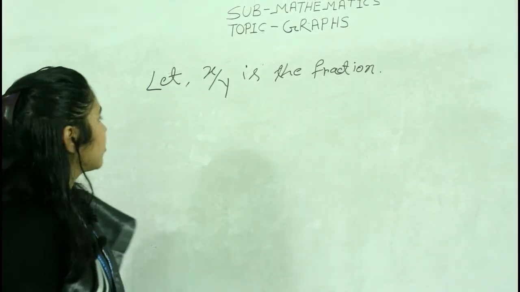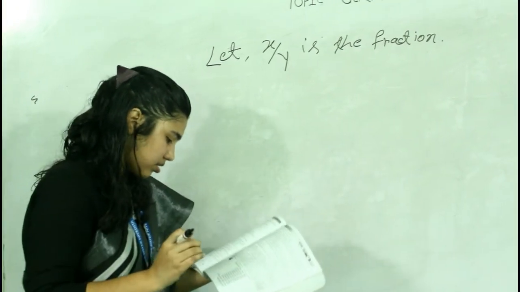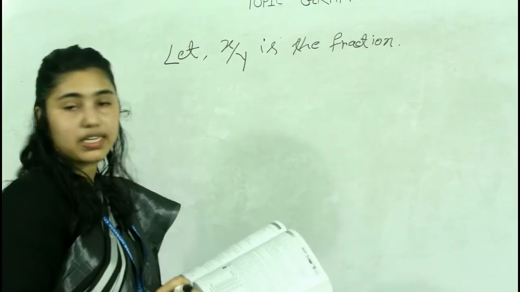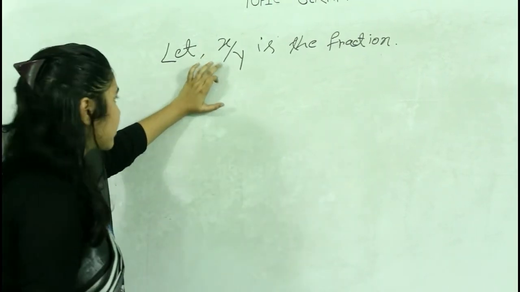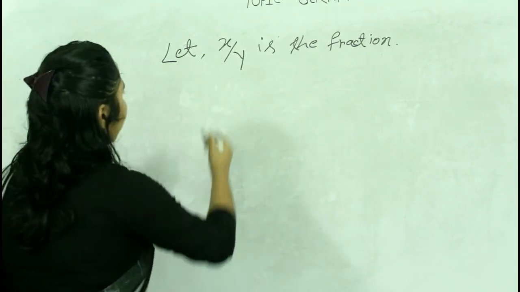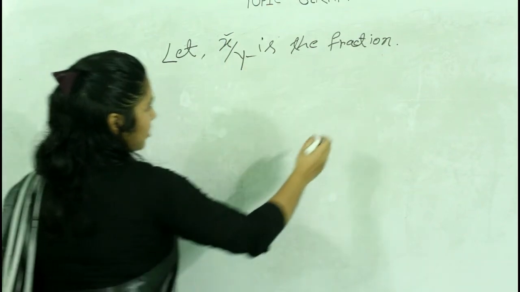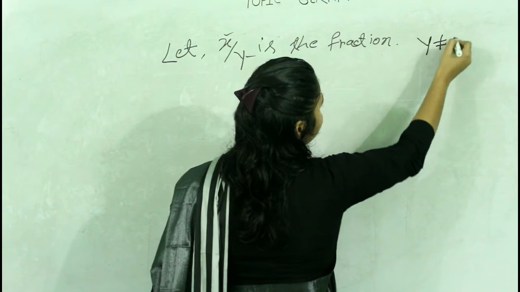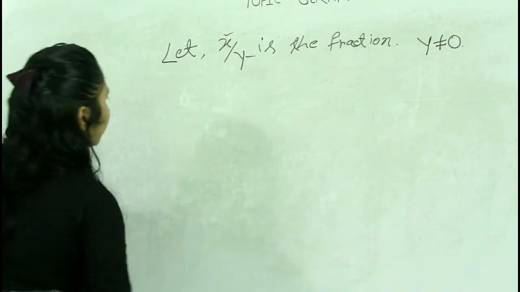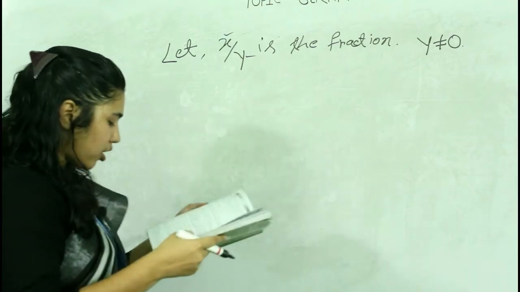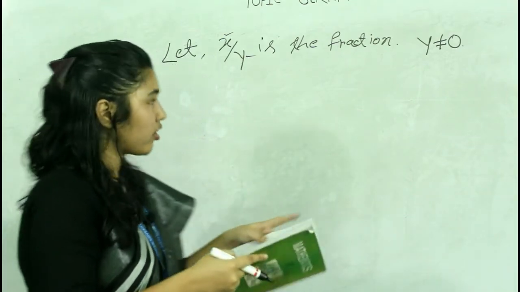We have to just form the simultaneous linear equation. We don't have to find the value of x and y. So suppose x is our numerator and y is the denominator of the fraction. That means y is not equal to 0 because y is our denominator. Now, first part of this question, that is 2 is added to both numerator and denominator of the fraction.